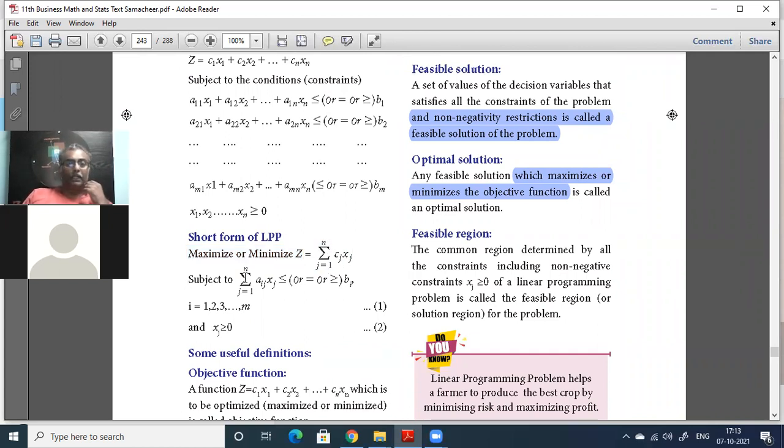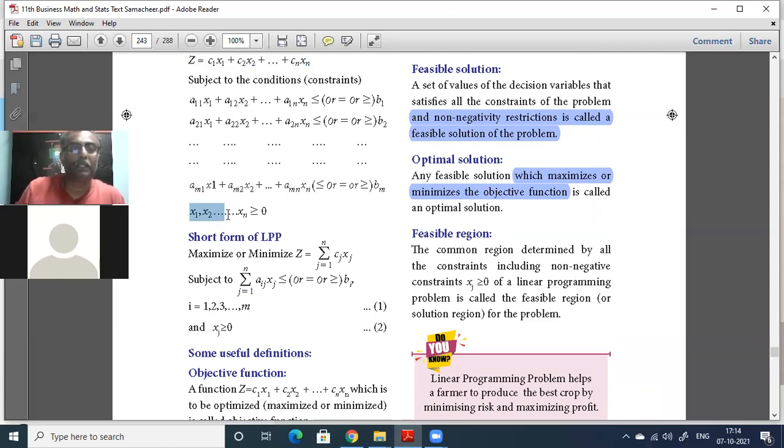Okay, subject to the constraints. What are the constraints? Sum over j equal to 1 to n again of aij xj. That means a11 x1, a12 x2, a13 x3, see, like that it is coming, like that up to a1n xn, like that it is going. So that is j equal to 1 to n, and i equal to 1, 2, 3 up to m. Okay, so there are m conditions or constraints, m different types of constraints. You have to maximize or minimize the value of z.